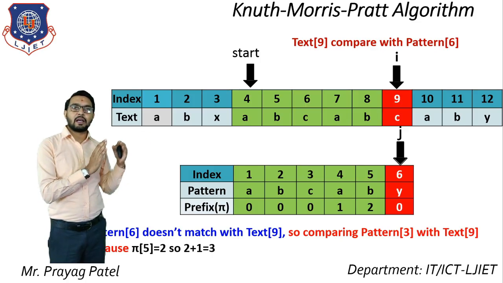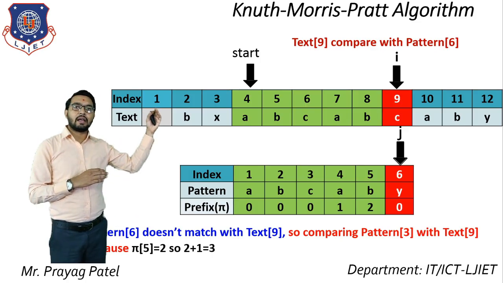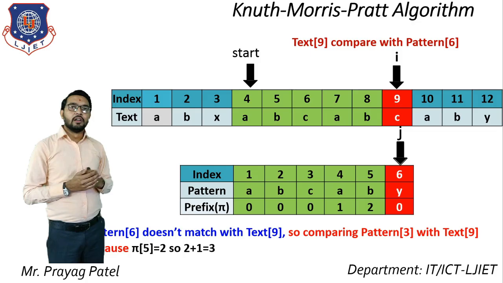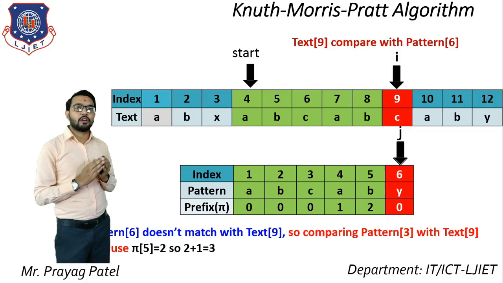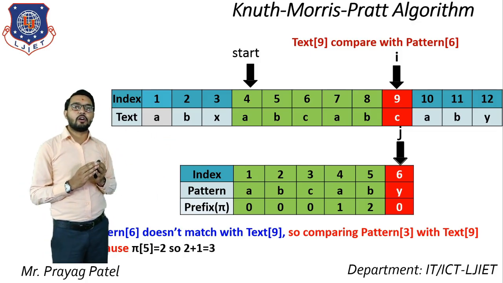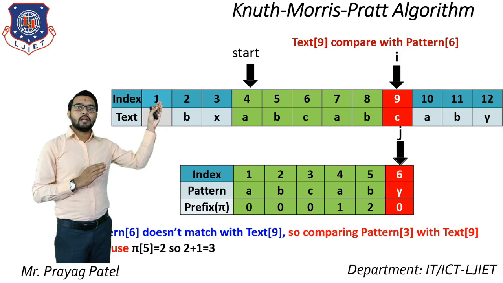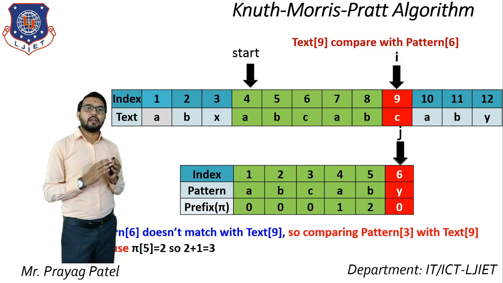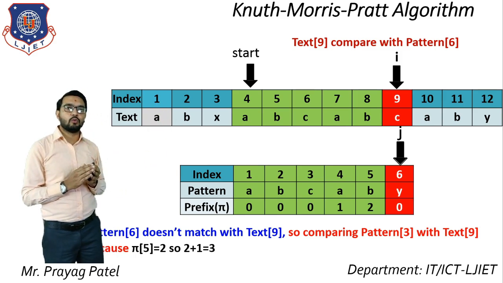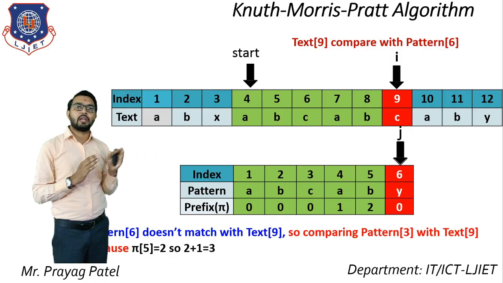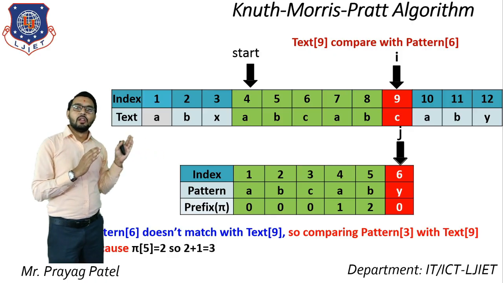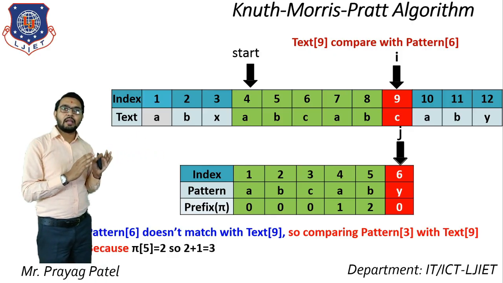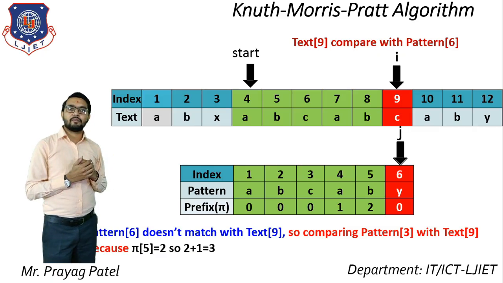Until all the matches are possible. So here consider the last B compared with B. Now the next location is the 9th location of the text and the 6th location of the pattern. So here C is compared with Y. Here C equal to Y is not possible. That's why we consider that text 9 and pattern 6 do not match.